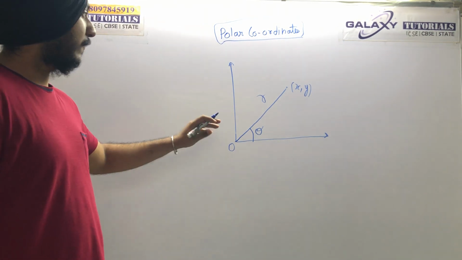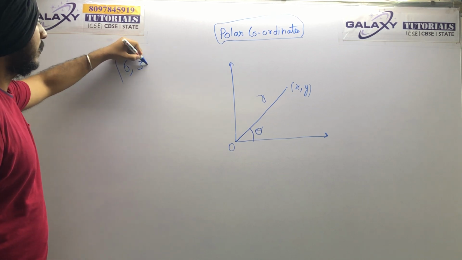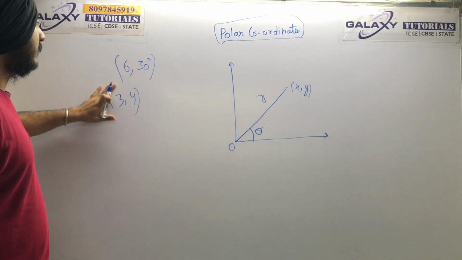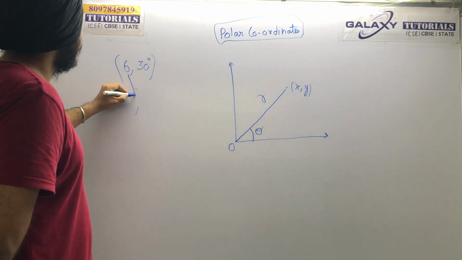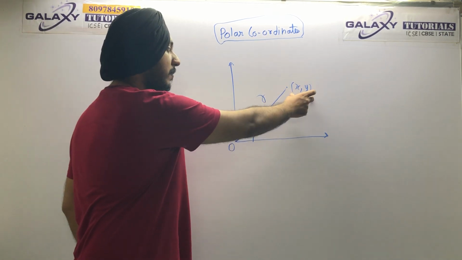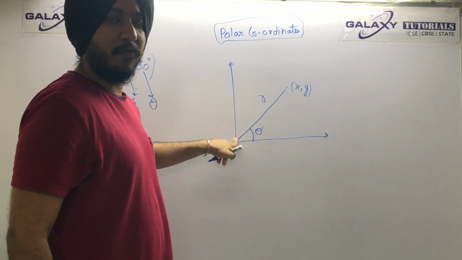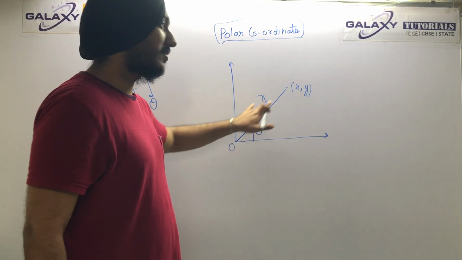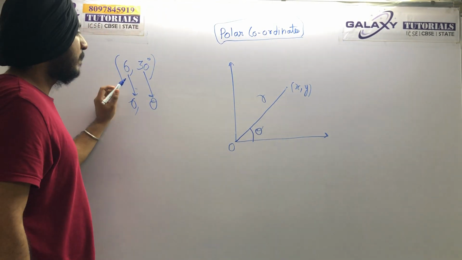If they give you a coordinate like 6, 30 degree in the exam, instead of giving 3, 4, what is this? This is the polar coordinate. In the polar coordinate, 6 is r and 30 degrees is theta. Either you can represent this point by x comma y, or you can represent this point by the distance it is from the origin and the angle at which it is lying. This is also sufficient to explain the point, so they can use this polar coordinate also.